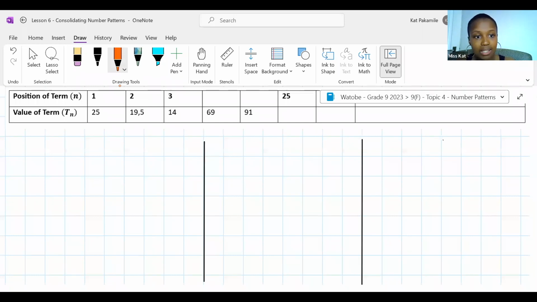Now tell me guys, how do I get from 25 to 19,5?